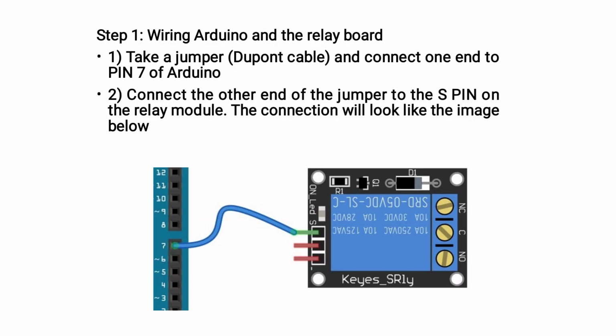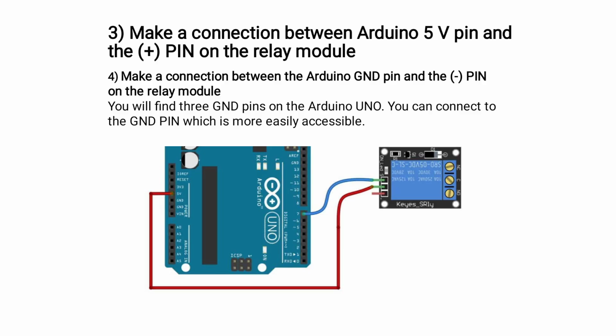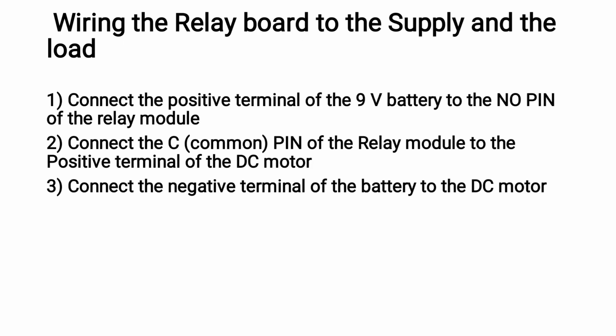Wiring Arduino with relay board. Take a jumper wire and connect one end to pin number 7 of the Arduino. Connect the other end of the jumper to the S pin on the relay module. The connection will look like the image below. You can see how it is connected. Make the connection between Arduino 5 volt and the plus pin on the relay module. Make the connection between the Arduino ground pin and the negative pin on the relay. You can find 3 GND pins on the Arduino UNO. You can connect the GND pin which is more easily accessible.